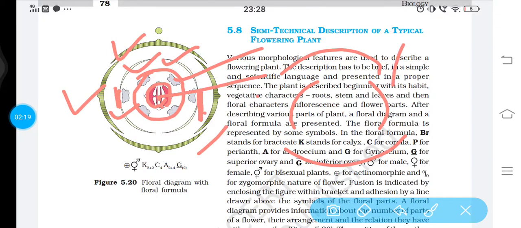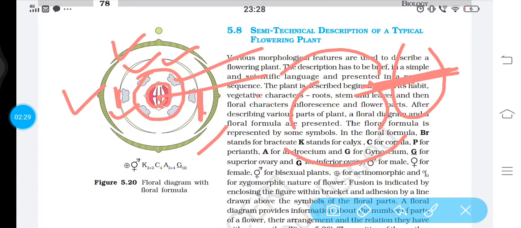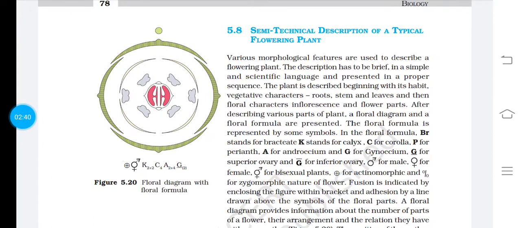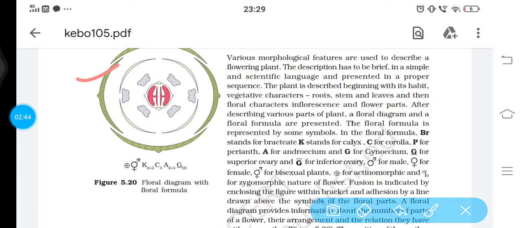TS of ovary means suppose it is an ovary and you are cutting it like this with a blade. Like if you know about section cutting, the same way here you are cutting it, then you are observing it under the microscope. Then what will happen? You can see such a structure, like how many chambers are there, whether it is bicarpellary, monocarpellary, or the different things that we can study. It is a typical floral diagram which we have seen.